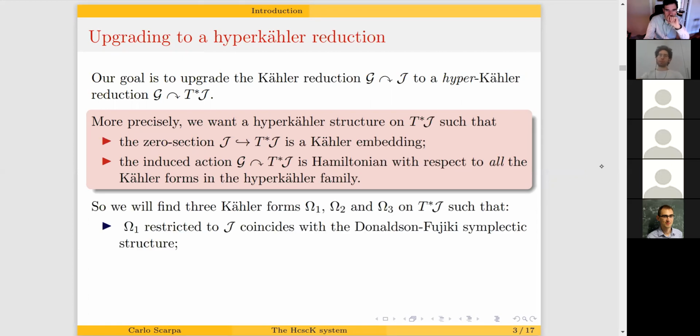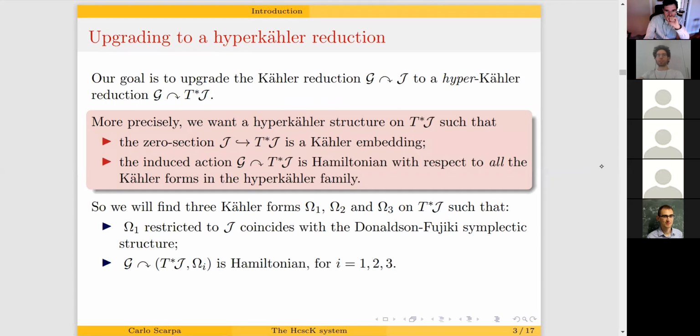Okay, more precisely, we will just find three Kähler forms that generate a hyperkähler family of symplectic forms on the cotangent space of J. And omega-1 will be an extension of the Donaldson-Fujiki symplectic structure. And also the action of G will be Hamiltonian with respect to these three forms.